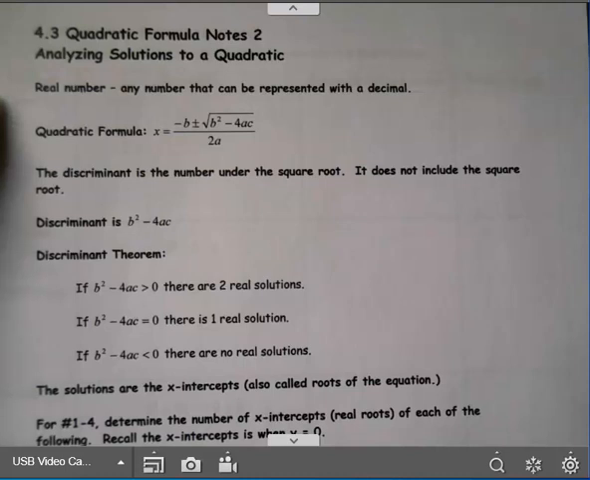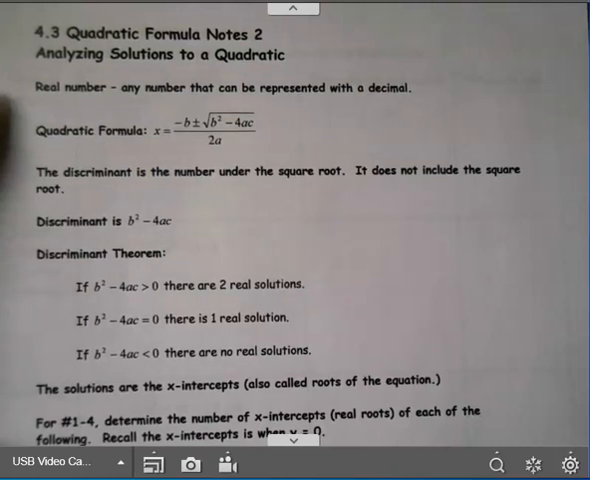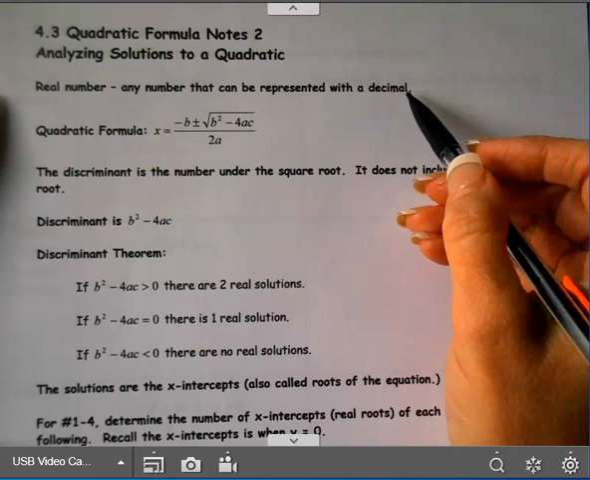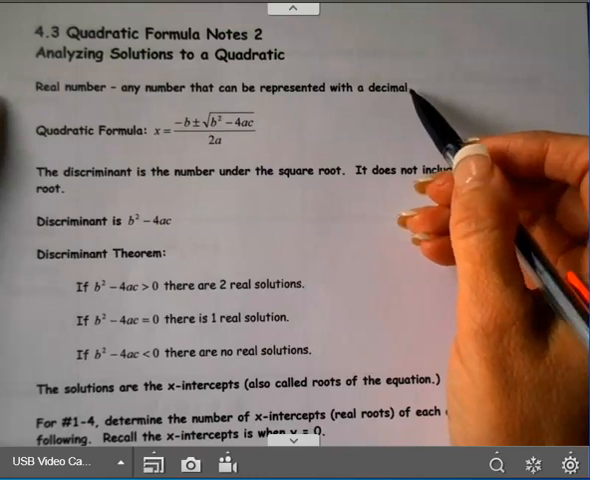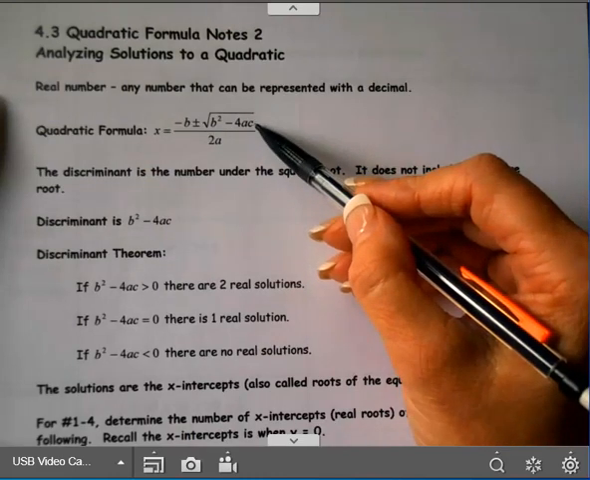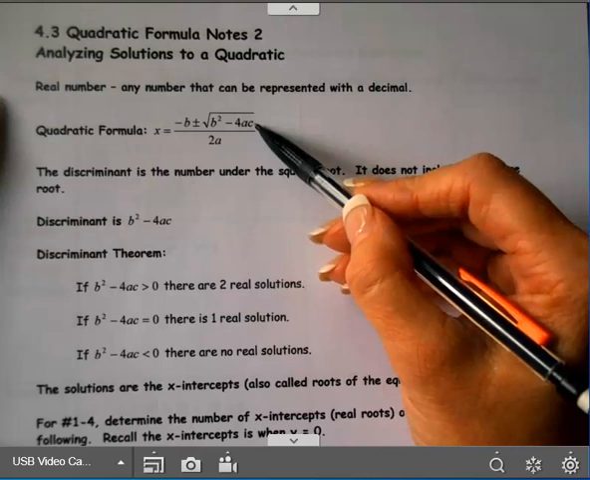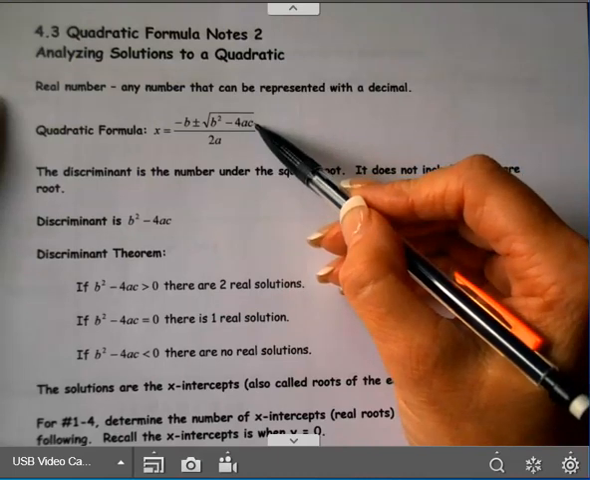Sometimes when you have a quadratic, you just want to know the number of solutions or the type of solutions. So you don't have to use the entire quadratic formula to determine this answer. A real number is any number that can be represented with a decimal. The issue we have for the quadratic is you have a square root. Underneath that square root, you need a positive value or 0. If it's negative, you cannot take the square root of a negative and get a real number.